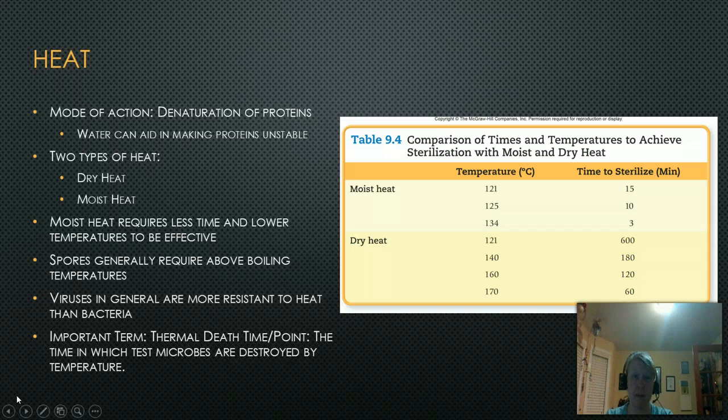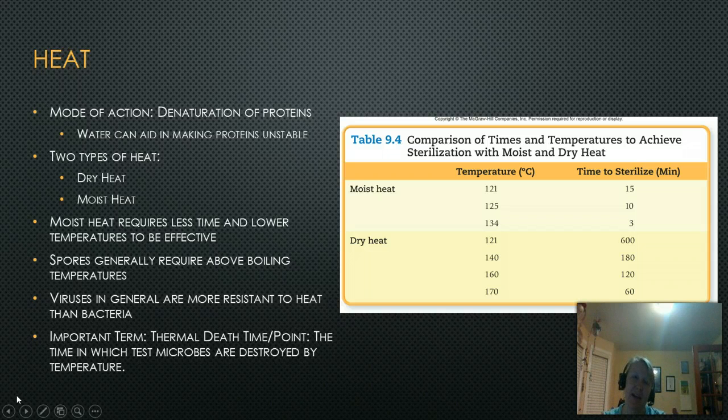Do you guys remember from the last topic how to test for this? Hopefully you do. But what you do is you take a sample and you put it in a nutrient broth, nutrient agar, and allow that sample to incubate and see if it grows. If it grows, then it means that you have not effectively killed the bacteria. If it doesn't grow, then you have effectively killed. So that's how we determine what these temperatures are.